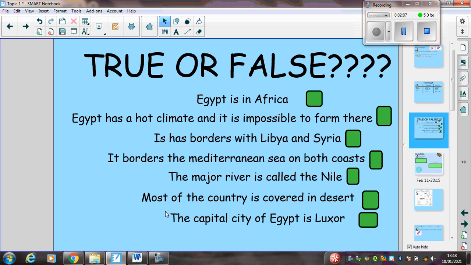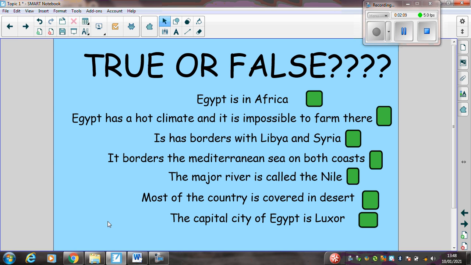Okay, so I'm going to do a little bit of true or false questioning now. What I want you to do is write true or T, or false or F, in your book, and we're going to come back to these answers in a bit, and let's just see how many you could possibly get correct. Okay, so the first one: Egypt is in Africa. Is that true or false?